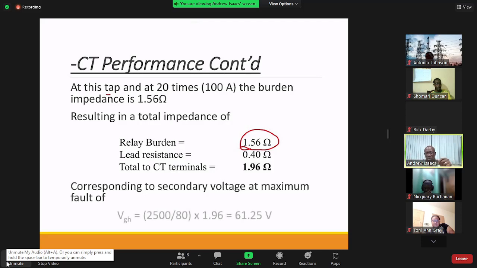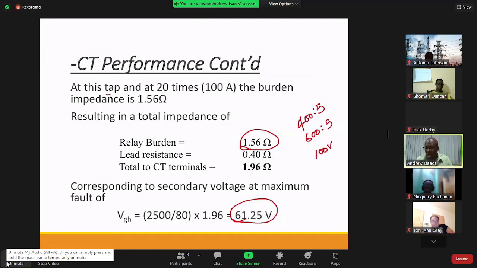Which results in a maximum voltage. So your VGH that can be produced. Or the VGH that will be produced, not can, will be produced, is 61.25 volts. But we are now, from the CT's standpoint, on 400 to 5. And remember, at 600 to 5, it will produce 100 watts. So on the 400 to 5, it will now produce 4 over 6 times 100, which will give me 66.7 watts.